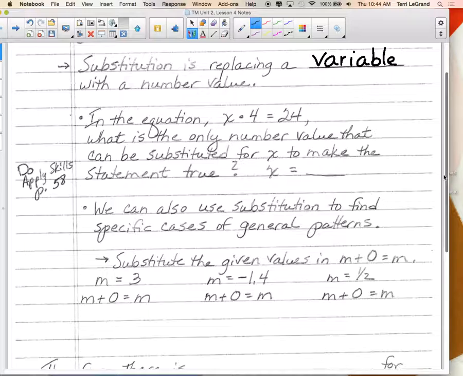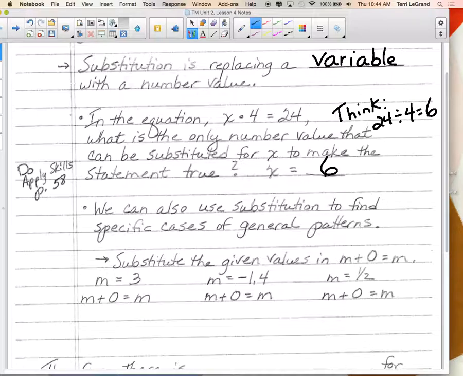Let's write that up here. Think: 24 divided by 4 equals 6. I meant the 4, excuse me, I put the 6 there. Okay, so 24 divided by 4 equals 6, right? So x equals 6. It is the only number value that makes that statement true. Unless you can think of another one. Can you think of another number value that makes that statement true? Anyone?